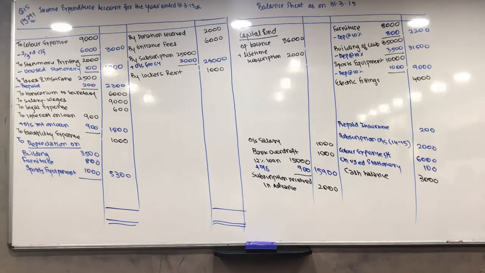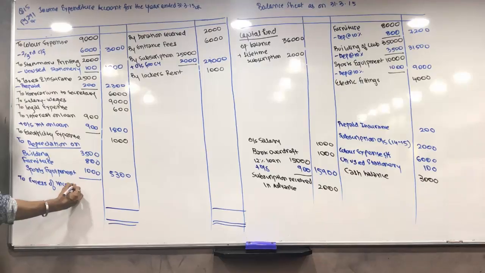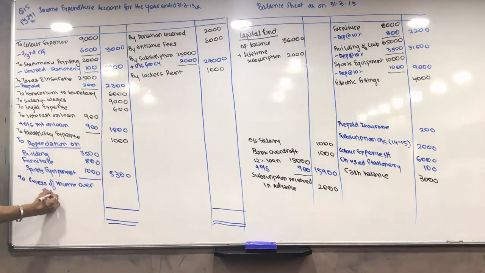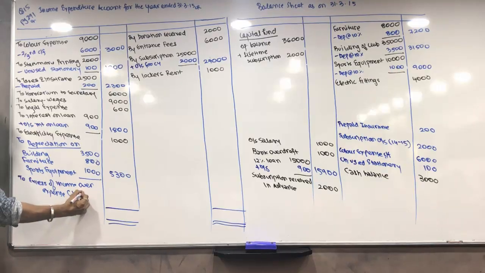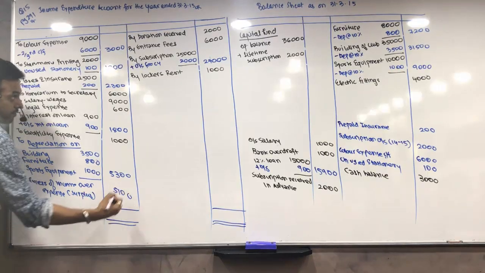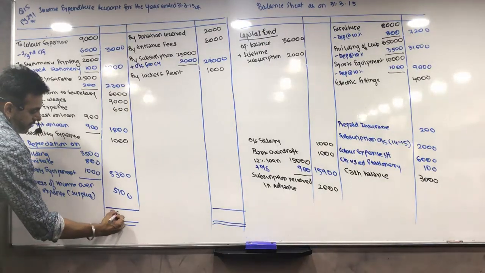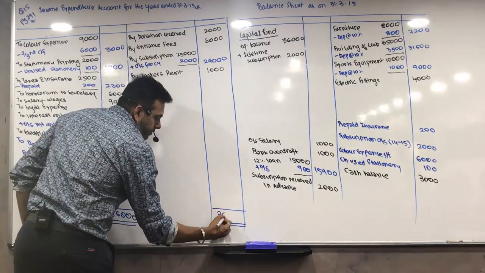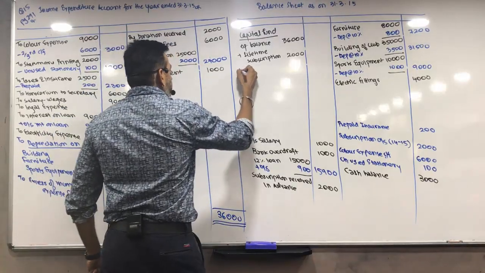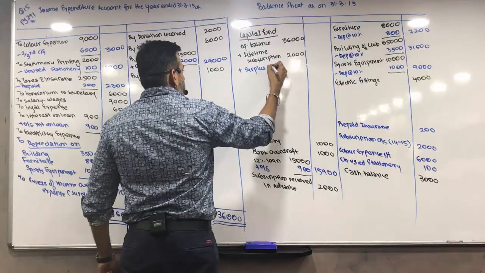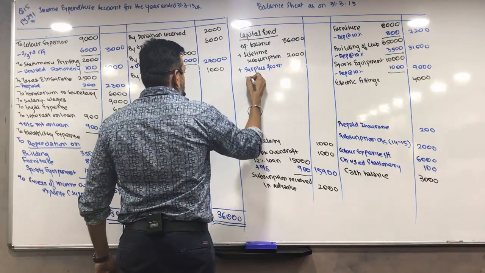Are you getting a surplus or deficit? Surplus of 500. Perfect. Excess of income over expense, surplus. What's the total? 46,000. Plus surplus from the income and expenditure account.